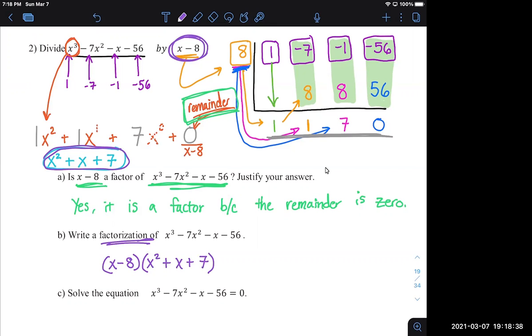Now you're going to do the same exact thing on the next page. You have 2 questions to try on your own, and then make sure you submit your answers.